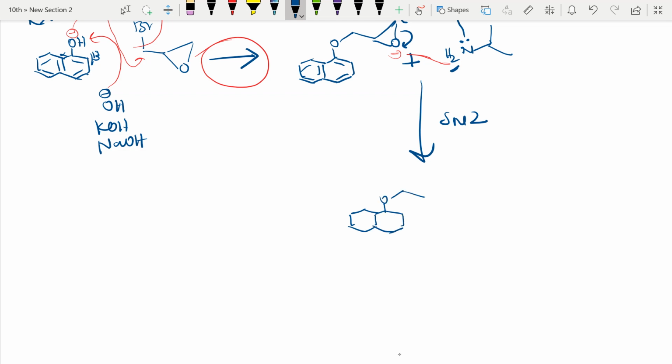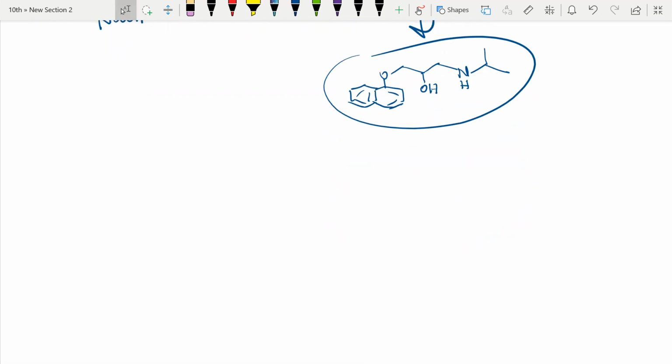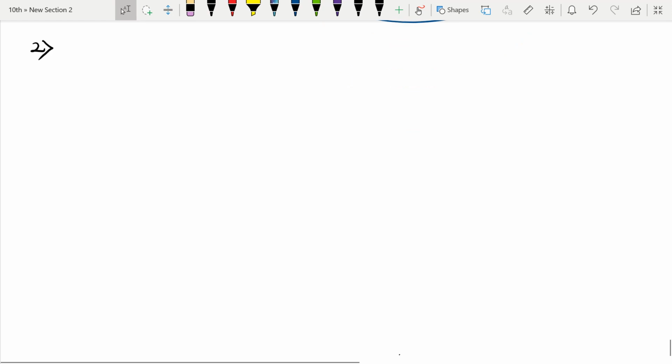So here OH comes, and here CH2, and here N to this, and here one hydrogen. So this is the target molecule which we were discussing. I hope this 1-2 disconnection is clear. Let me take one more example. So that is the first example. I am explaining in depth, so it is taking much time.